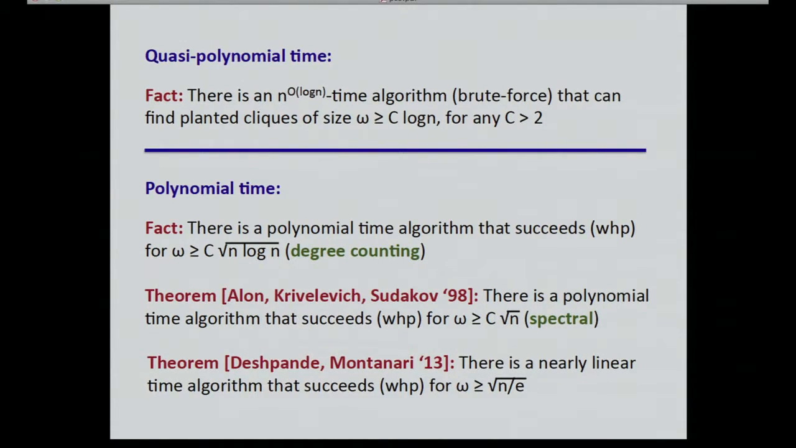And in fact, Deshpande and Montanari, in fairly recent work, gave a nearly linear time algorithm that's able to find planted cliques whose size is root n over e.